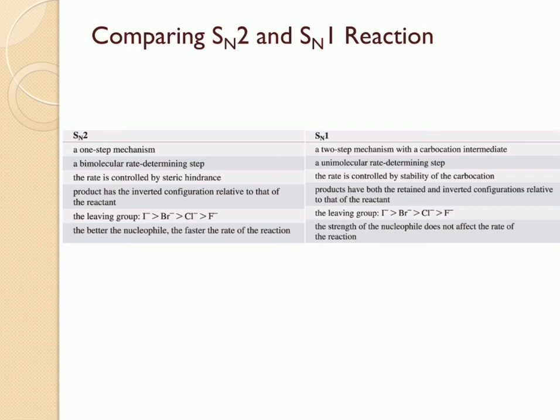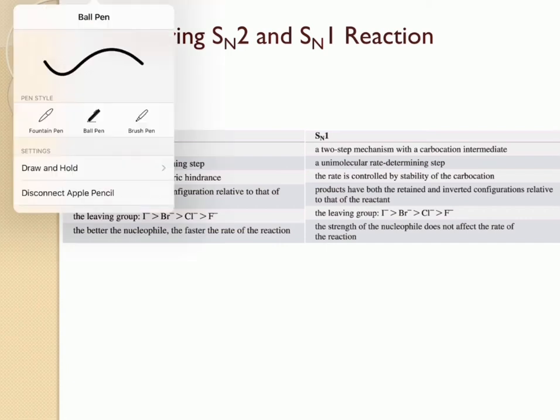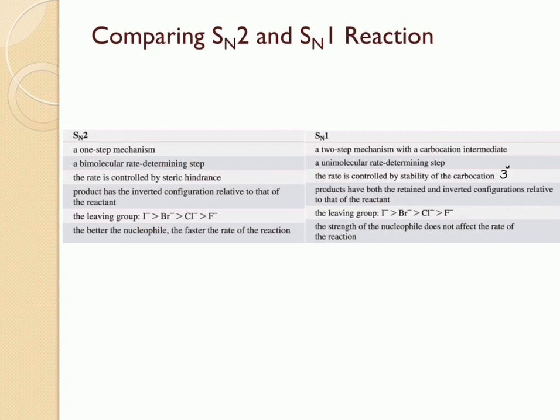Whereas in the case of SN1 reaction, the rate is controlled by the stability of the carbocation. It's going to follow exactly opposite because the tertiary alkyl halides are able to form the carbocations very easily, or it's going to form the stable carbocations, and therefore the rate is going to follow this order.